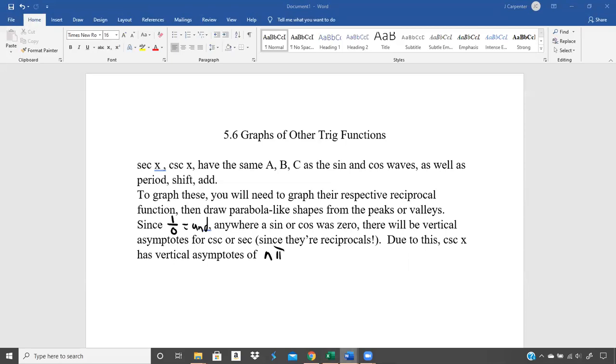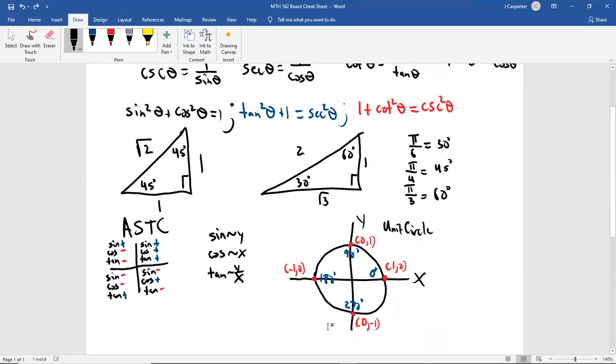Here's the proof of that. Very easy proof. We're going to the unit circle and the quadrantals. Wherever sine is 0, cosecant will have vertical asymptotes. Sine is the y value, so we're looking for y coordinates that are 0. Here is a y coordinate that's 0. Here is a y coordinate that's 0.